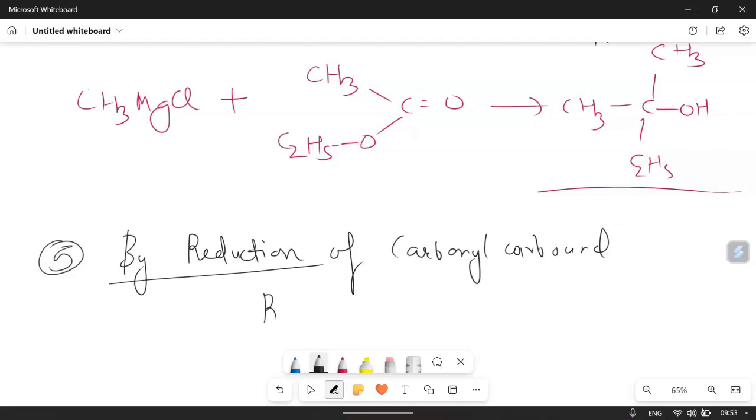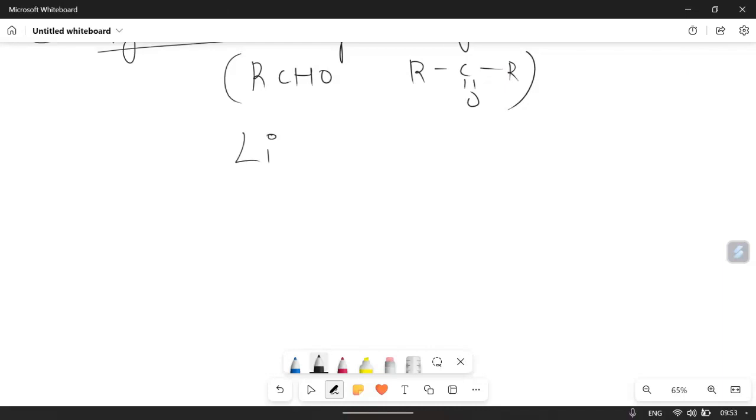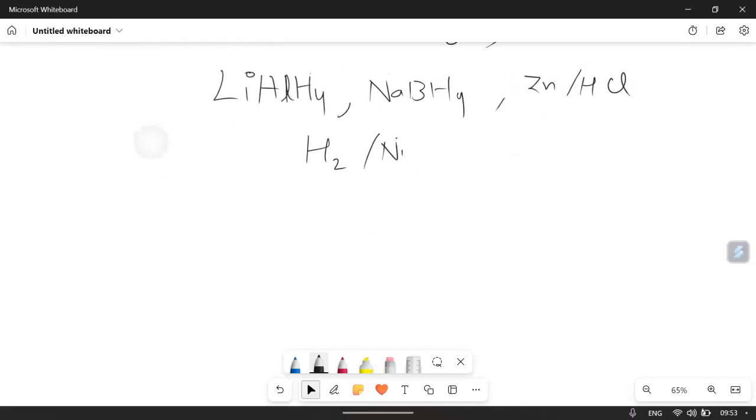So we have carbonyl compound like RCHO or RC double bond OR. This is your carbonyl compounds, right? Aldehyde and ketones. So we have to do the reduction. Reduction by using LiAlH4. Remember the reagent LiAlH4, or you can use NaBH4 also, ZnHCl, or the last one but not the least, H2/Ni. You can use any reagents. It will give a product which is directly reduced to alcohol. So we are doing mild reduction.